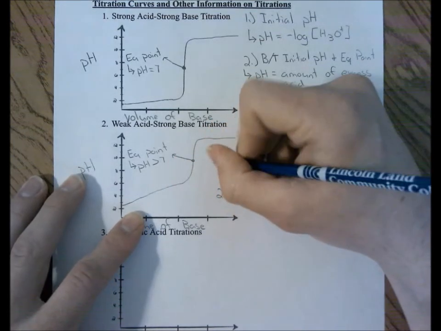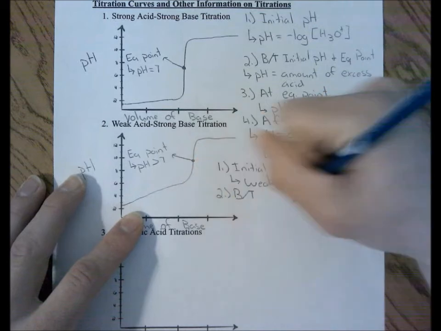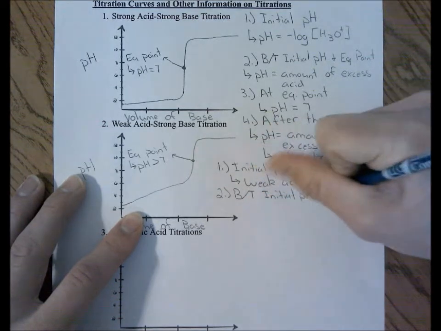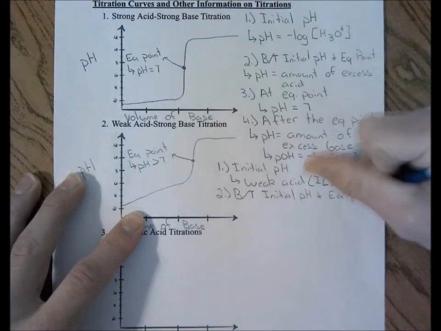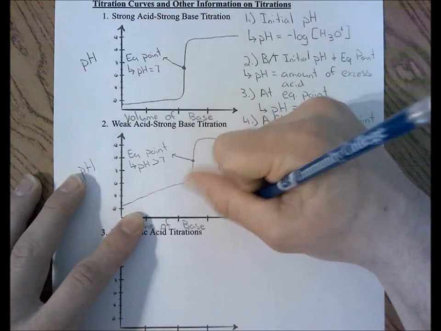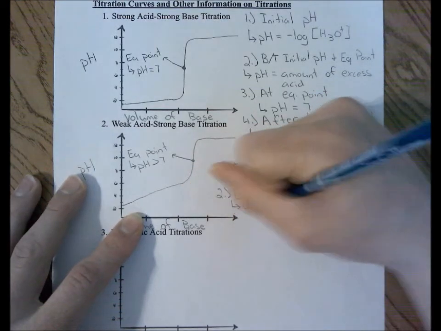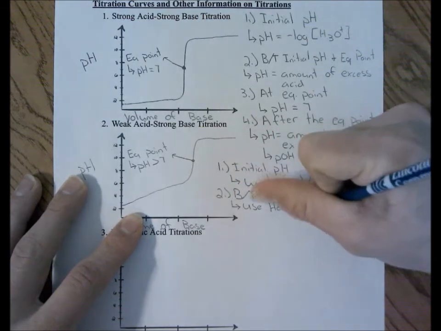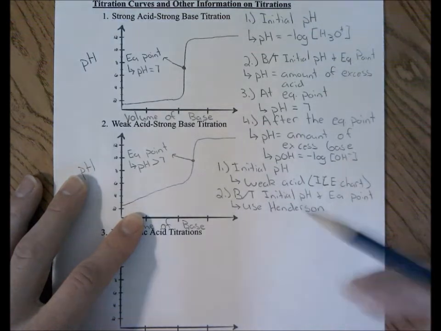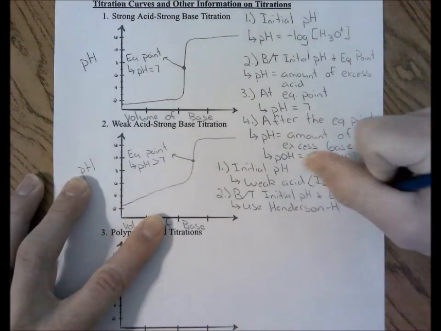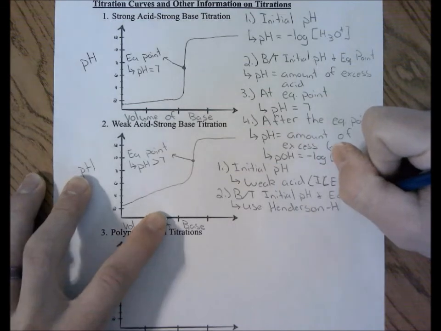Between the initial pH and the equivalence point, which again is just going to be EQ, we can utilize the Henderson-Hasselbalch equation like we did in that past example. We just have to remember that for the amount of base you add, you have to take away the acid, and that amount of base becomes the conjugate base that you use in that equation. So you can use the Henderson-Hasselbalch equation.